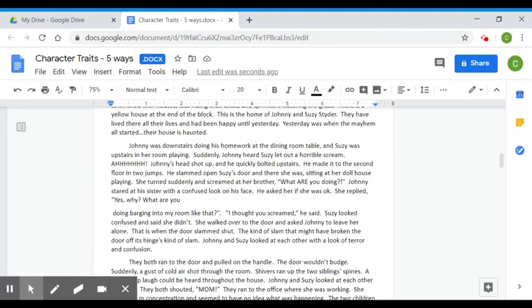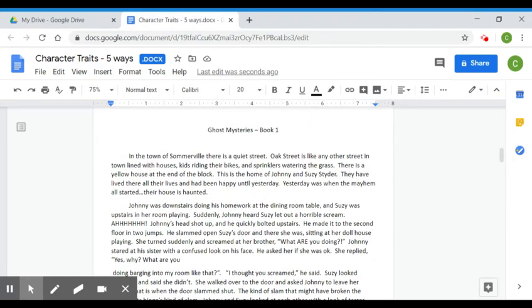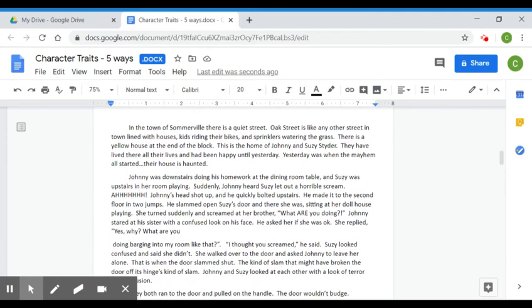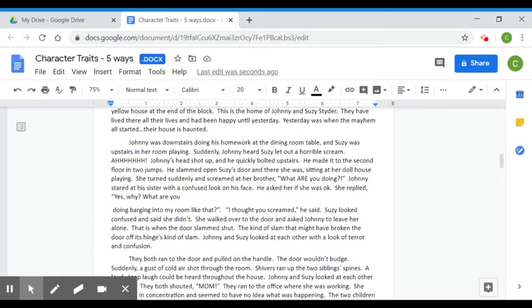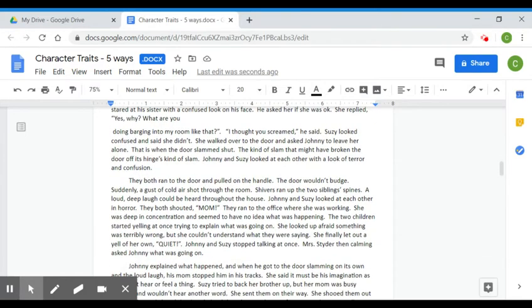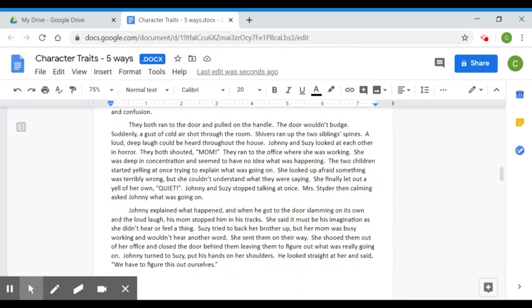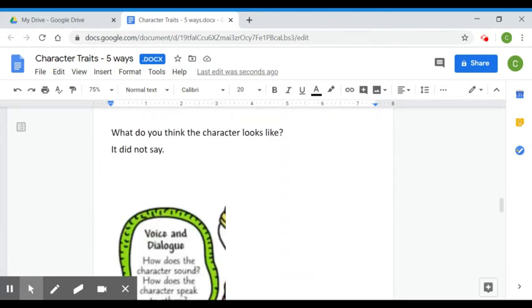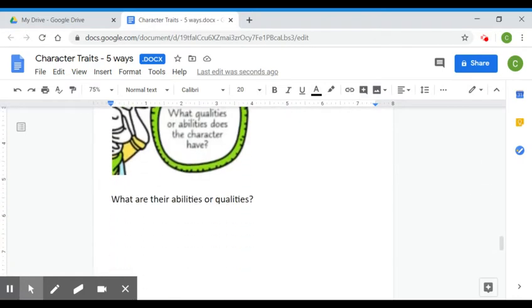Also, he sounds responsible. And how do I know he sounds responsible? Well, he ran up to his sister's room and said, I thought you screamed. Well, that makes him sound responsible by going and checking on his little sister. Again, context clues. I need to find the text clues that help me to make these decisions. All right, so I'm going to leave it at that.